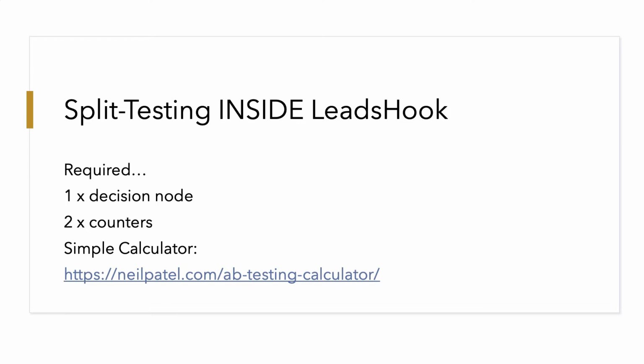So in this case, I'm just going to be using this neilput.com/AB testing calculator to quickly give you some results about your split testing. So no need to get fancy software, just use this. Right, so I'll be showing how to do that now.